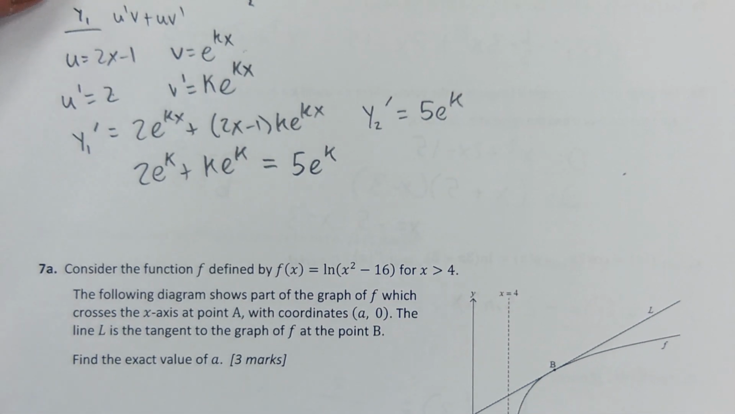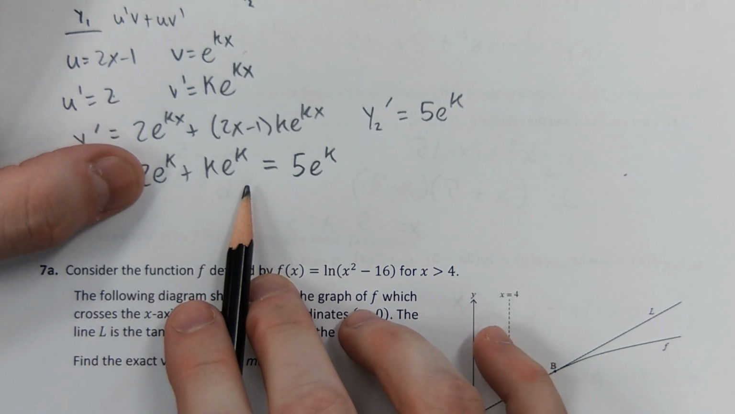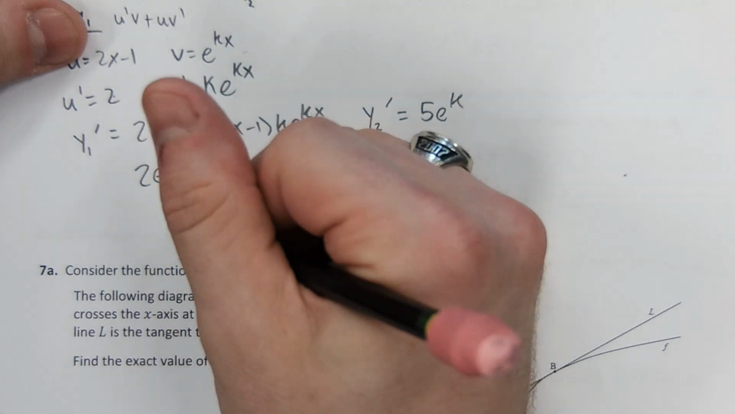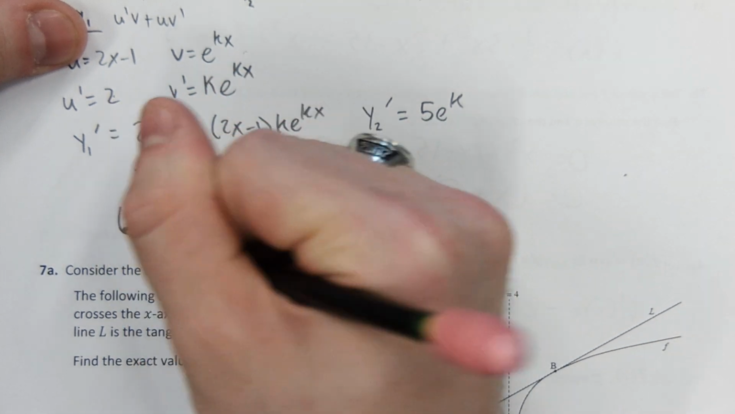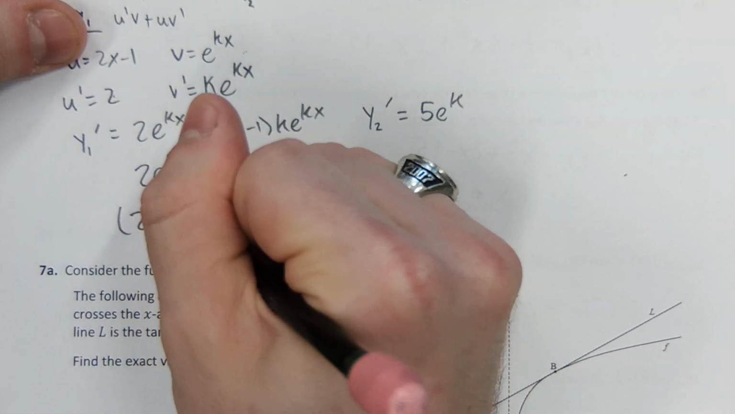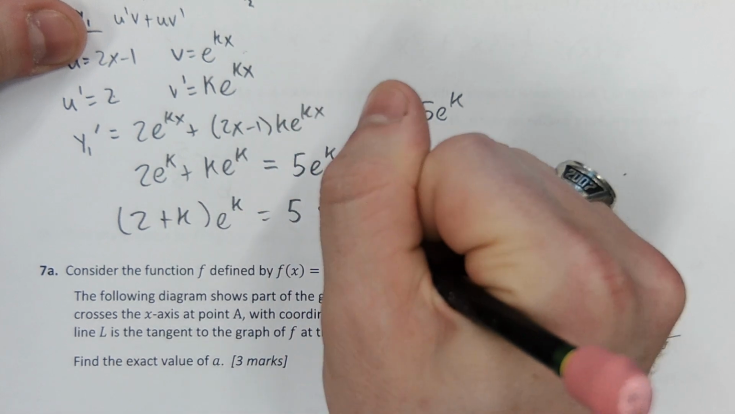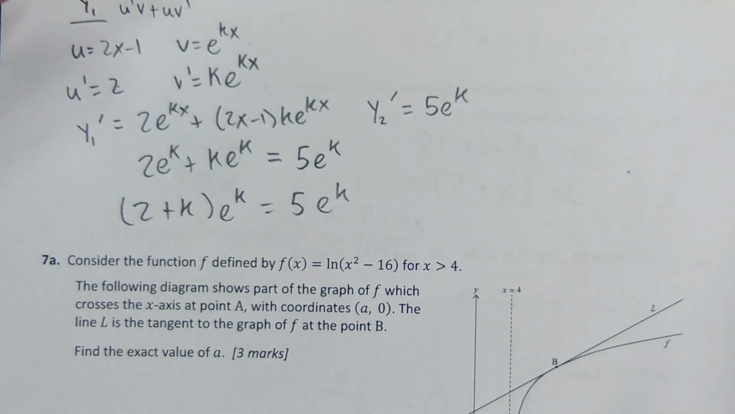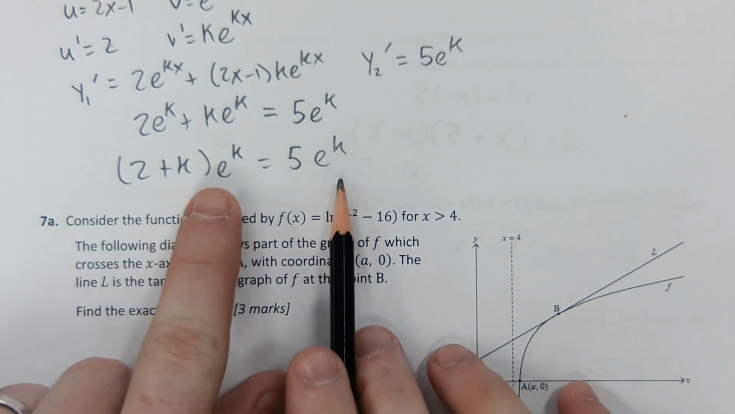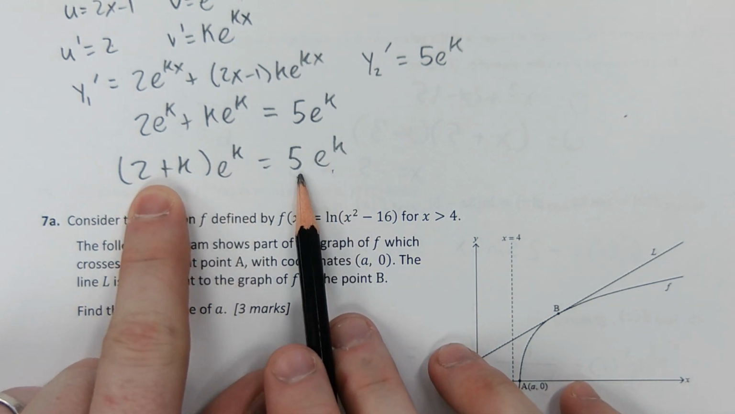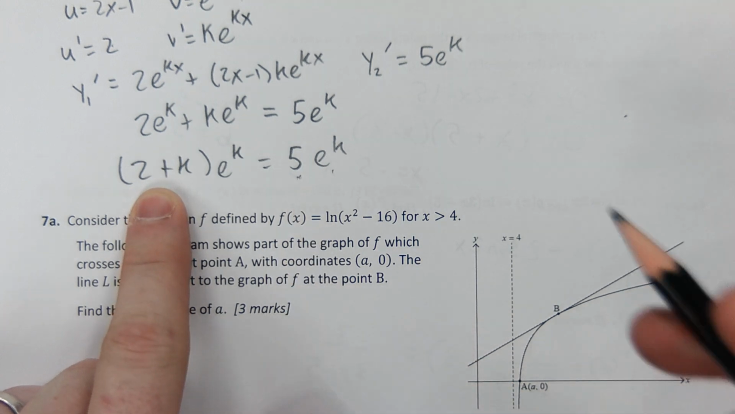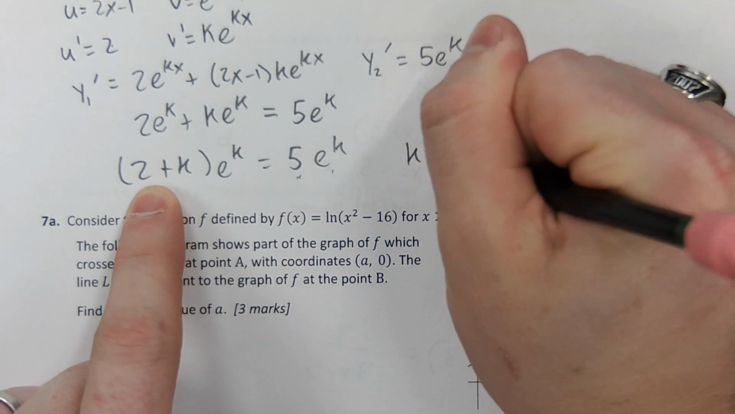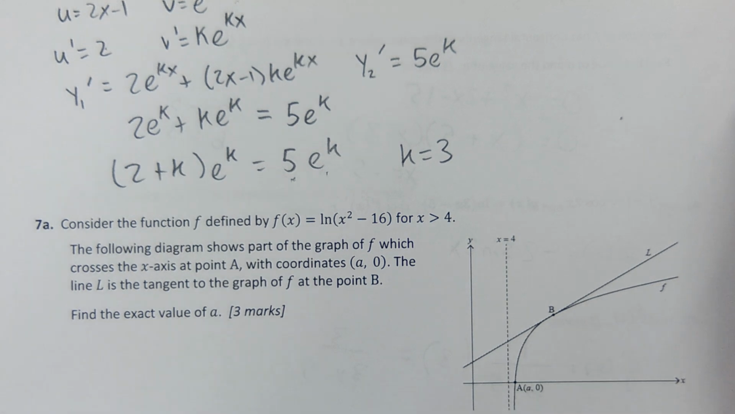I don't know if you got this, but e^k can be factored out. And I'm going to factor it to the back. That way I can see that 2 plus k is 5. So k is 3. That's a neat question.